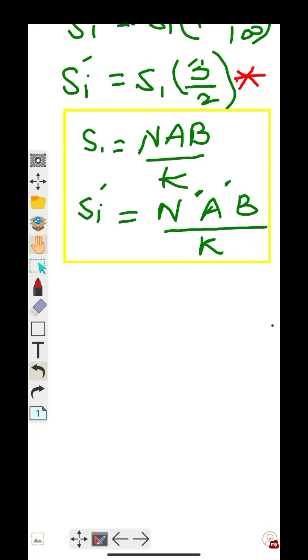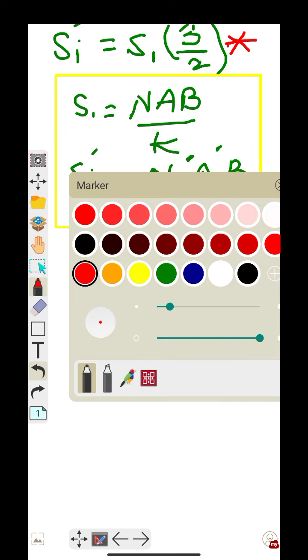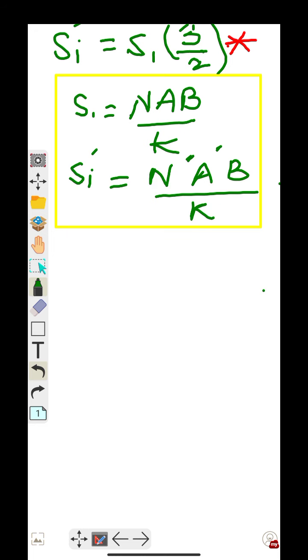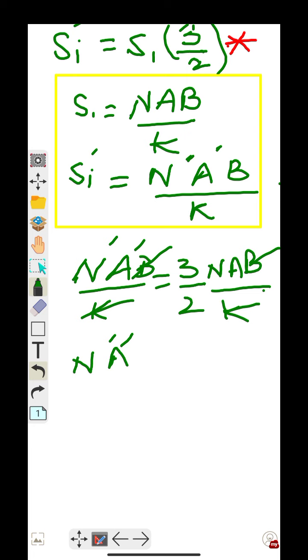I'll put SI and SI dash into this equation. So I'll write SI dash, that is N dash A dash B upon K, is equal to 3 by 2 into SI, that is N A B upon K. So you can cancel out the common terms B and K. Therefore we got N dash A dash is equal to 3 by 2 N A.